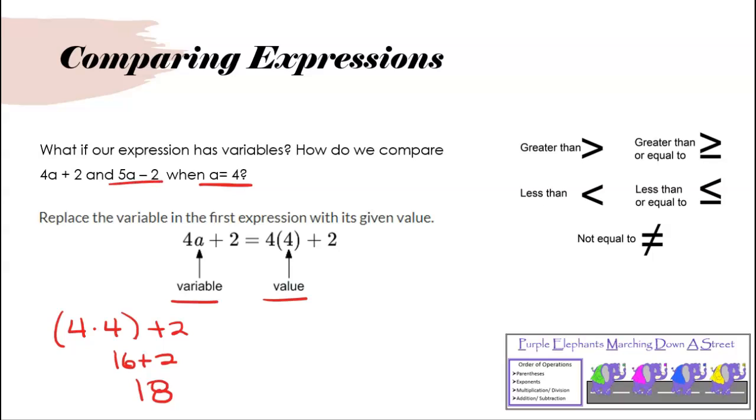Well, now let's find 5a minus 2. So we're going to put this 4 right here in our a. 5 times 4, that's my substitution, minus 2. Now you can put this in your calculator. 5 times 4 is 20. 20 minus 2 is 18. So these happen to be equal. So when I say 4a plus 2 is equal to 5a minus 2 when a equals 4, I have a true statement.